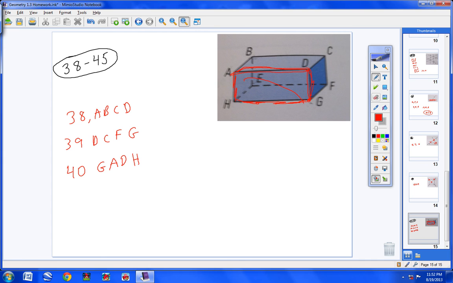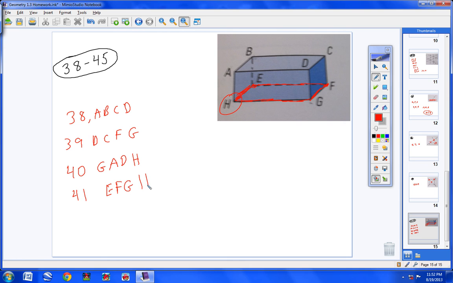All right, let's take a look at number 41. 41, E, F, and G. Here's E way back here. Here's F right here. And there's G. Do you see that? Well, it looks like it's going to be the bottom side then. So what other point is coplanar with E, F, and G? It lies in the same plane. That's exactly right. H. H is the answer.